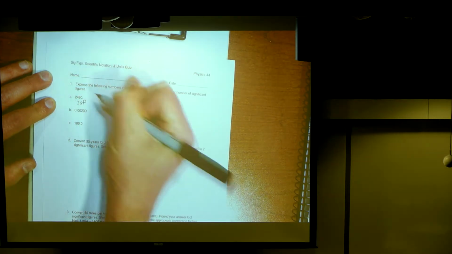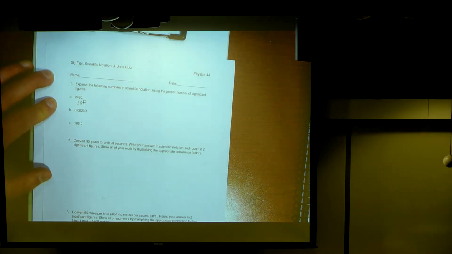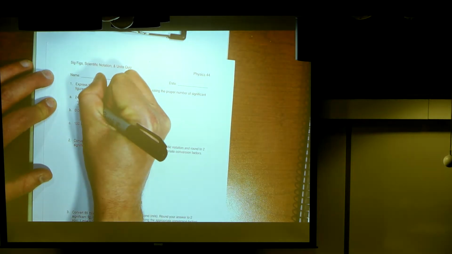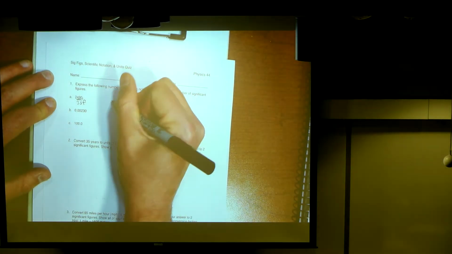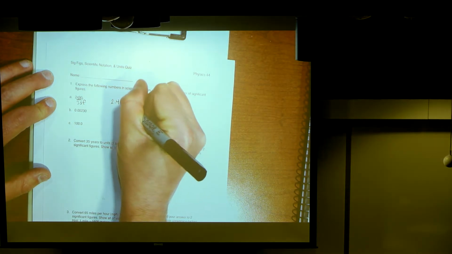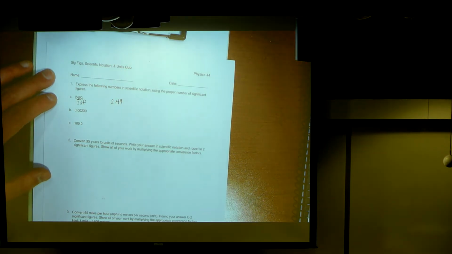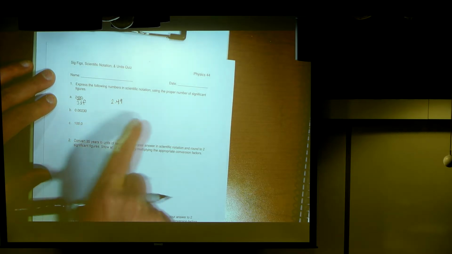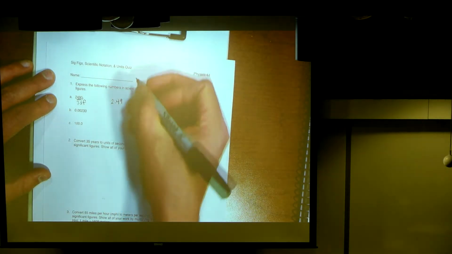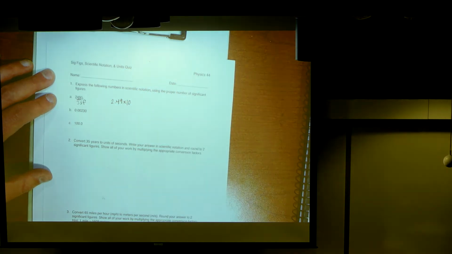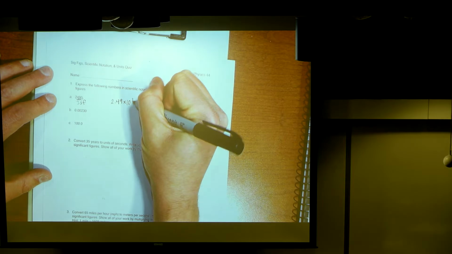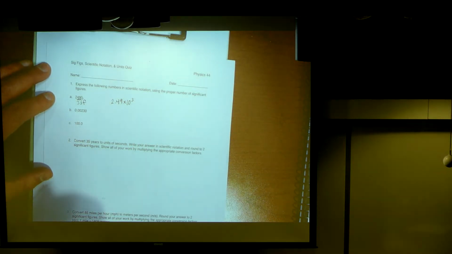I know that the decimal is implicitly right there after the 0. And if we move it over 1, 2, 3 places to the left, we'll get the number 2.49, which is our coefficient. And I'm writing it with 3 sig figs. Okay, I'm not writing it as 2.490 or anything else. So then what's my power of 10? 3rd power, right?